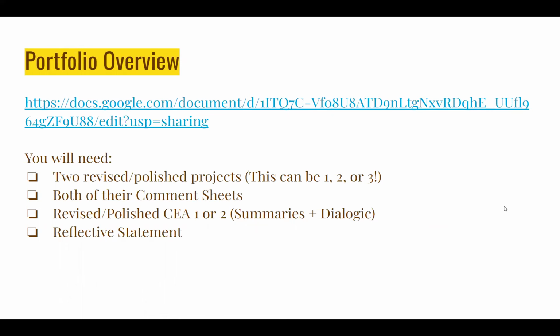So what you will need: 2 revised and polished projects. This could be 1, 2, or 3. It could be any of them, whatever 2 you think are your best work. Both of their comment sheets. Completely ignore the part about the instructor draft version, because I'm sure most of you did the edits directly on the instructor draft. So just have the comment sheet I shared, which looks like this for both of them.